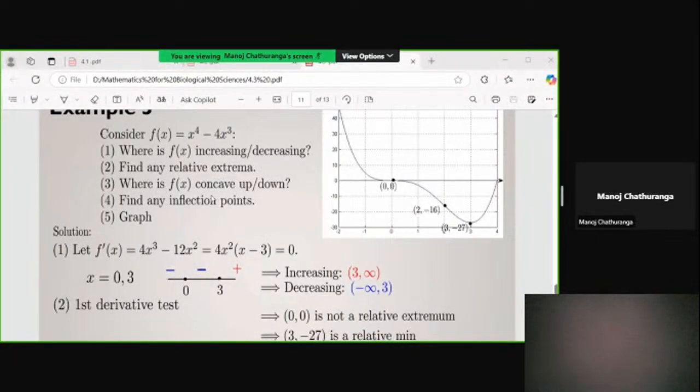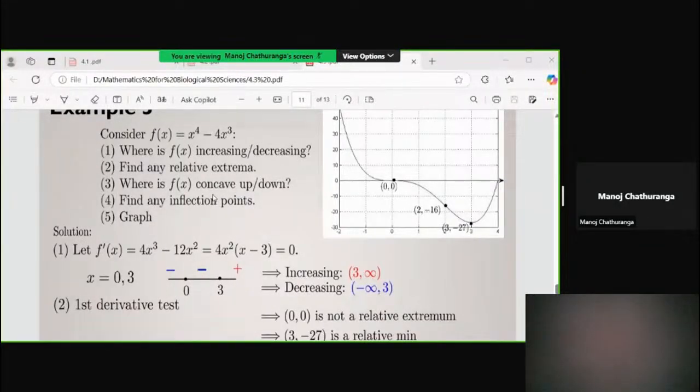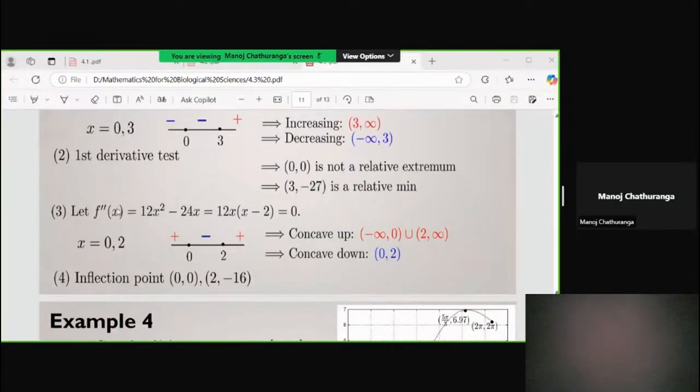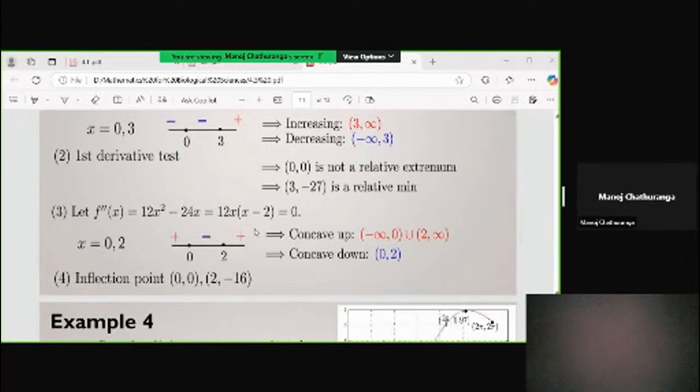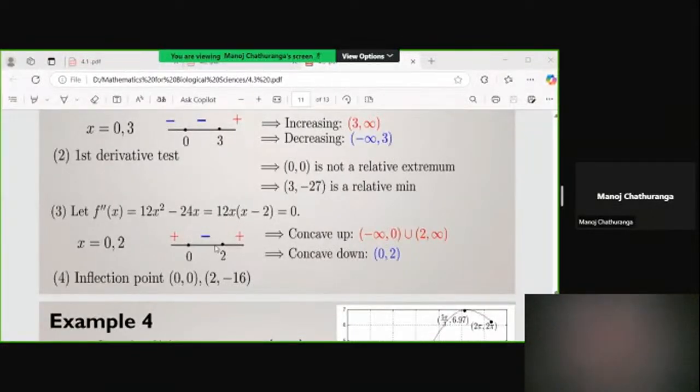Then the third question is about concavity. That means it is about the second derivative. So let's go back to the second derivative and analyze its sign. Again, take the expression for the second derivative and factor it. It is 12x times x minus 2. So 0 and 2 are the inflection points.